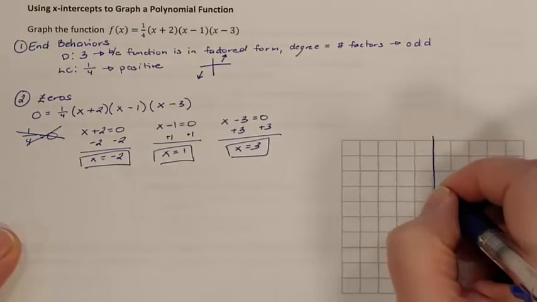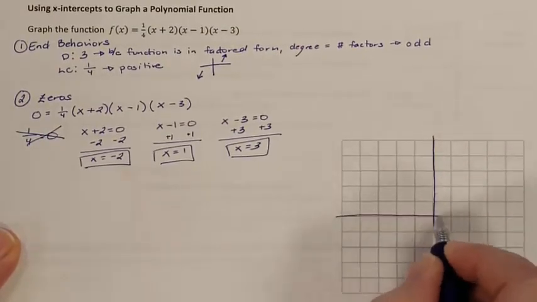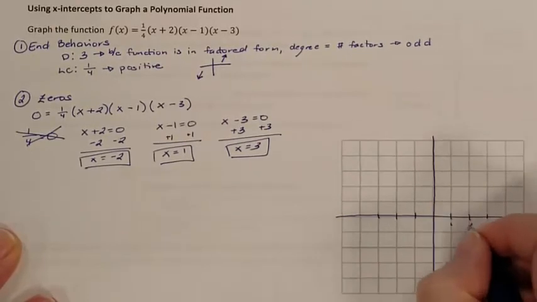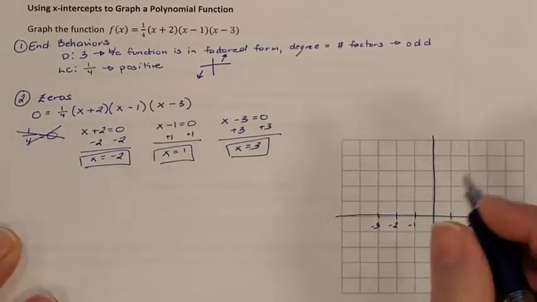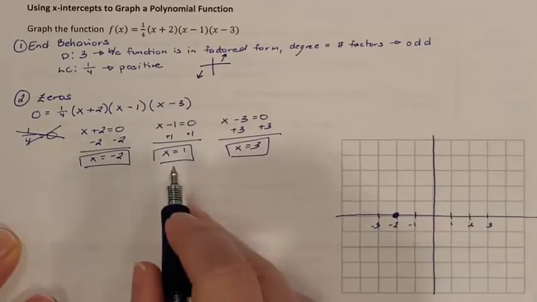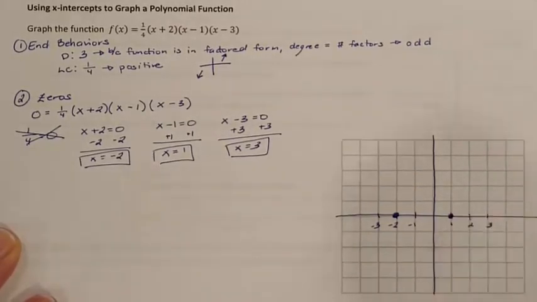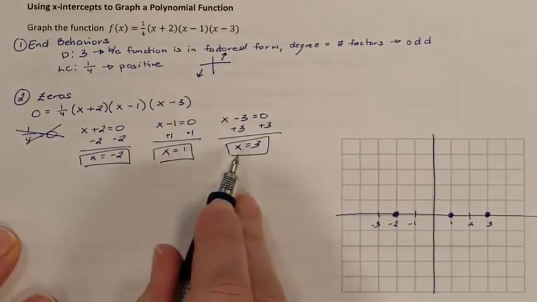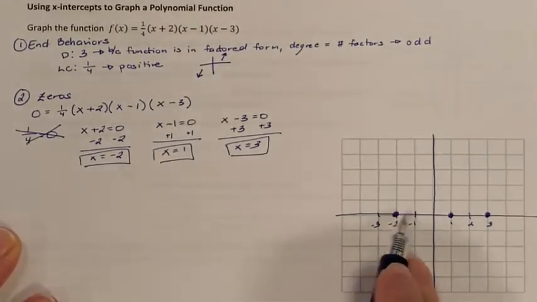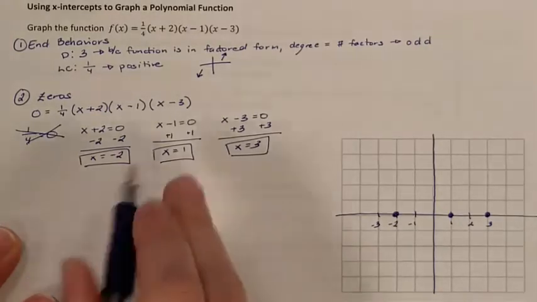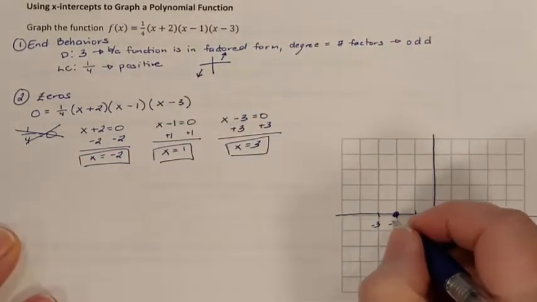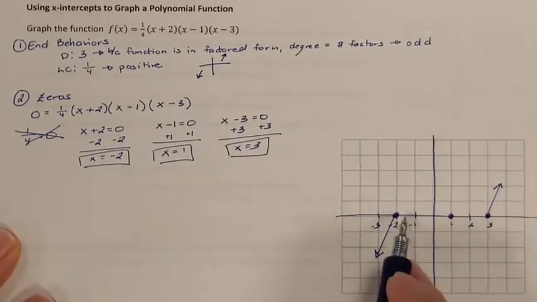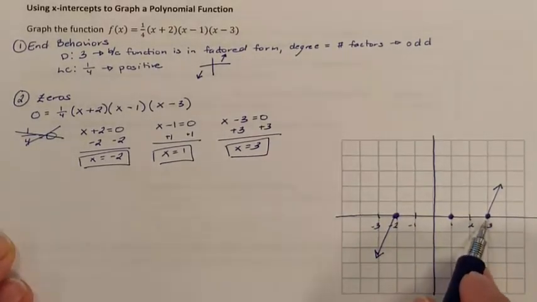So now I need to make an xy axis. We're going to go ahead and scale our x's. I cross the x-axis at -2. I cross the x-axis at a +1, and I cross the x-axis at a +3. None of these are repeats, which means I have to go through every single one of these points. My end behavior said this last left point is down, and this last right point is up. Now I just want to know what happens in between.